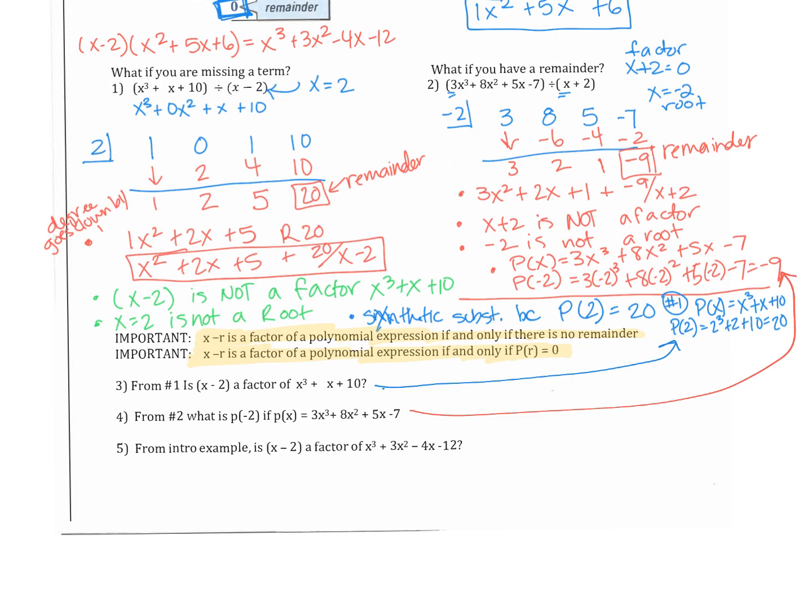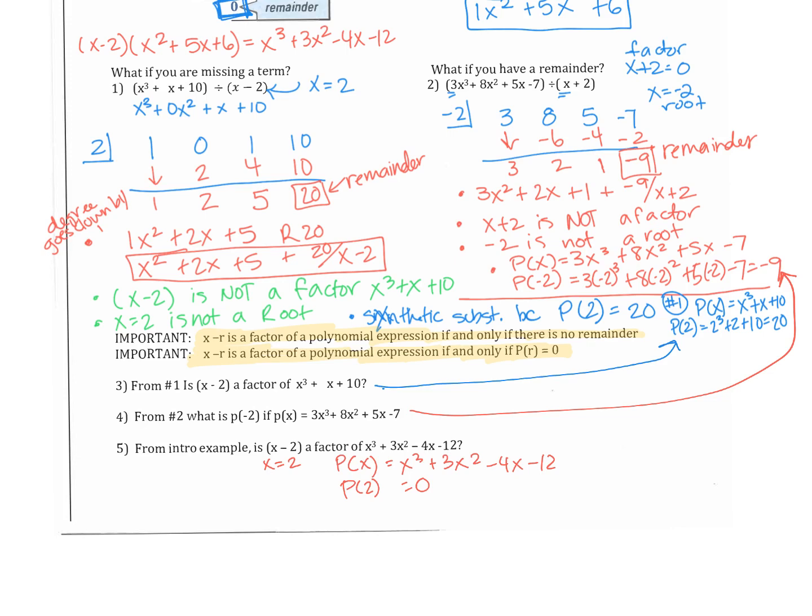And now let's go back up to our intro example when we very first started at the top of the page. My divisor was x minus 2. That means that my root was x equals 2. You'll notice that's what I used in my synthetic division. And so if my polynomial was my original polynomial of x cubed plus 3x squared minus 4x minus 12, and I substituted in a 2, I'm going to get 0. Because that was my remainder when I did synthetic division.